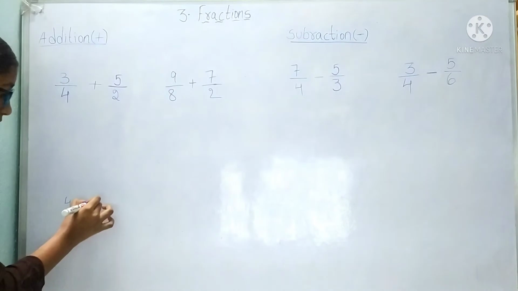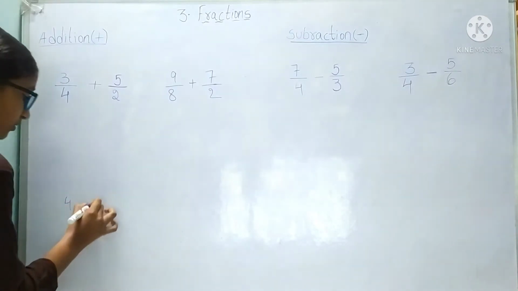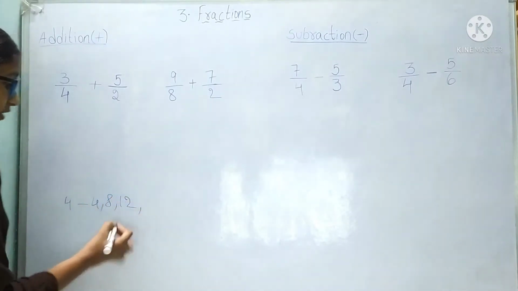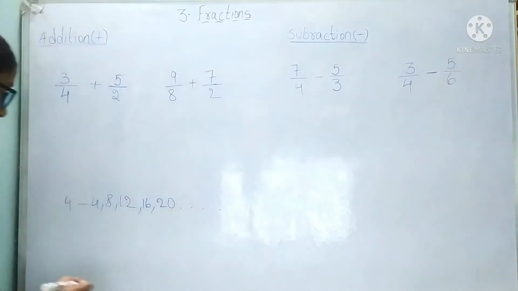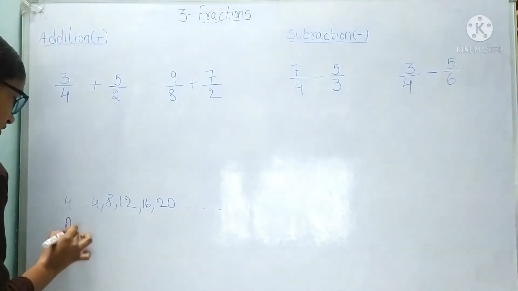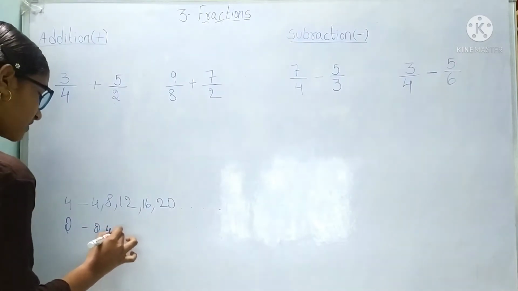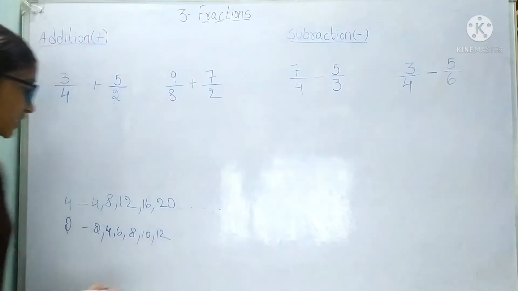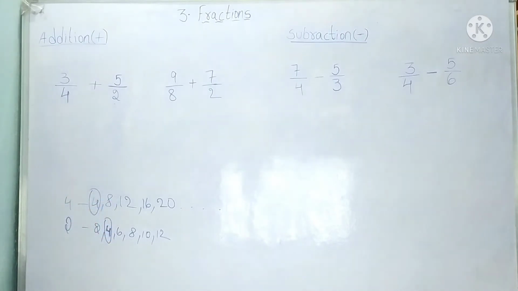Multiples of 4: 4, 8, 12, 16, 20 and so on. And for 2 we have to write now: 2, 4, 6, 8, 10, 12. So here the first common multiple we had is 4.